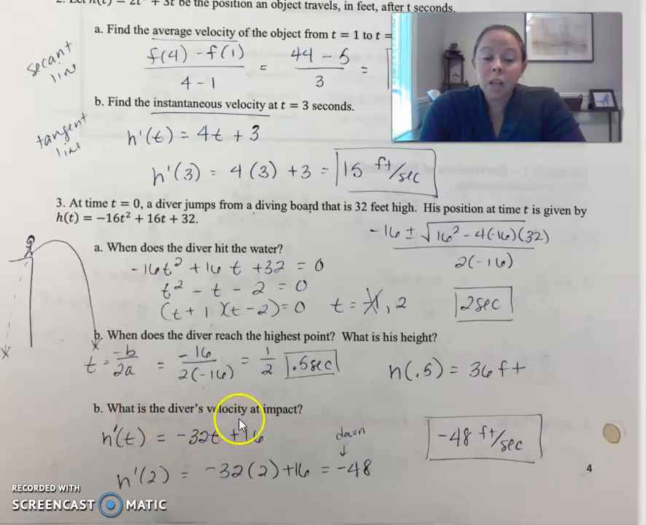What is the diver's velocity at impact? That's that instantaneous rate of change. So find the derivative, which is what we've done. Here's the derivative, because now you can pull the 2 down in front, multiply and subtract 1, and derivative of 16t is just 16. And then plug 2 into that, and you get -48. So negative or decreasing 48 feet per second.